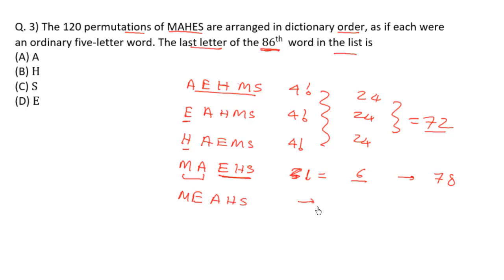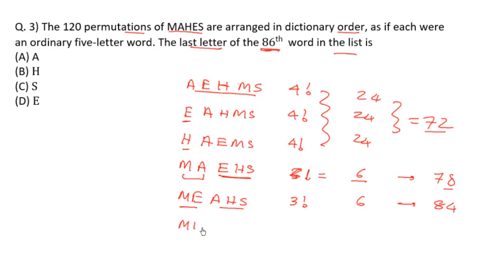This will be the 79th word. Then MEASH. This will be the 80th, correct? In fact, we can add 6 here, so it will go close to 86. So what we can do here is that fixing ME, then these three can be arranged in again 3 factorial ways, which is 6. So now the total comes out to be 78 plus 6, which is 84, correct?